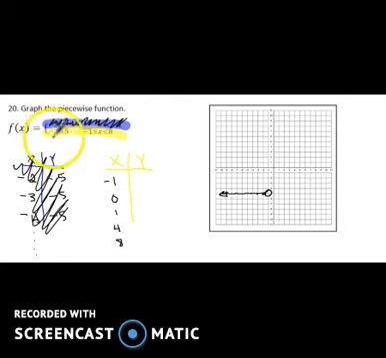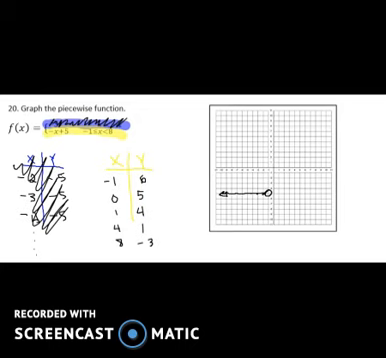If I plug in -1, minus gives me a plus, and I'll have a 1 plus 5, which is 6. And then when x is 0 here, y is 5. When x is 1, y is 4. When x is 4, y is 1. When x is 8, y is -3.